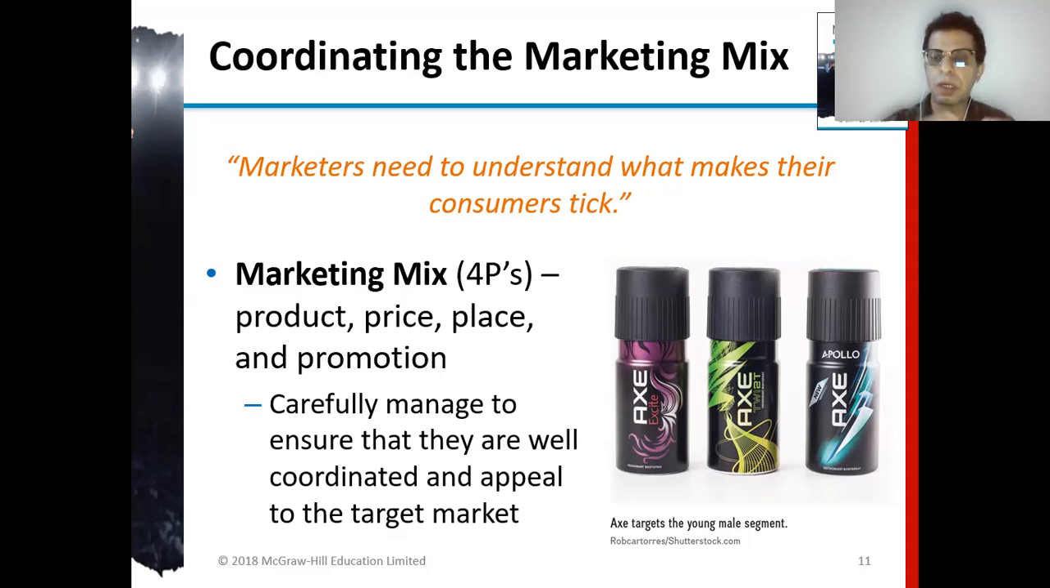So you're not going to put a product of $15 in Dollarama or Dollar Tree, even if it's worth $100, because people who walk in there are not expecting to spend more than $2 to $3 on a unit of product. So you need to find the right place, the right price, the right promotion.